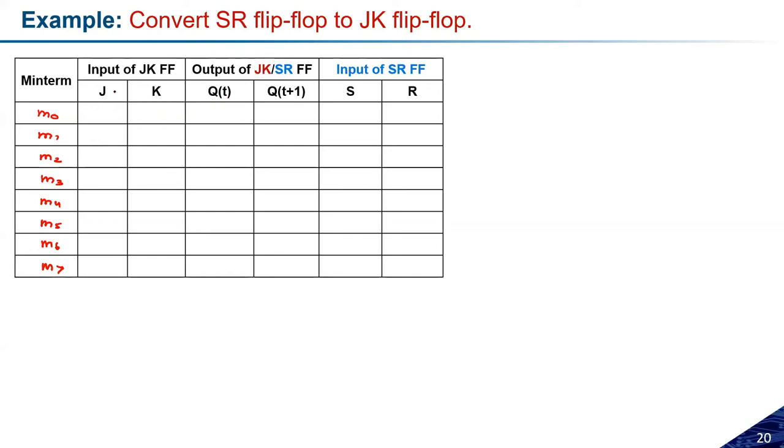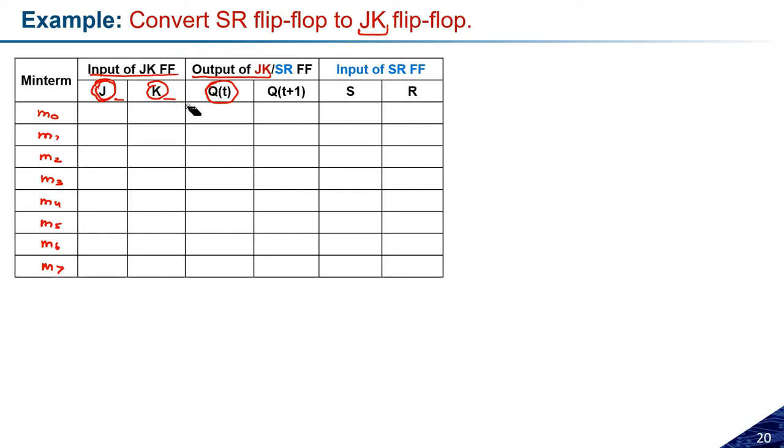First I have to complete these three parameters, because I have to make the JK flip-flop. What kind of input I need at the JK, that I have to consider. So J and K, these two are the inputs. And what output I need for the JK flip-flop, that I have to consider again.